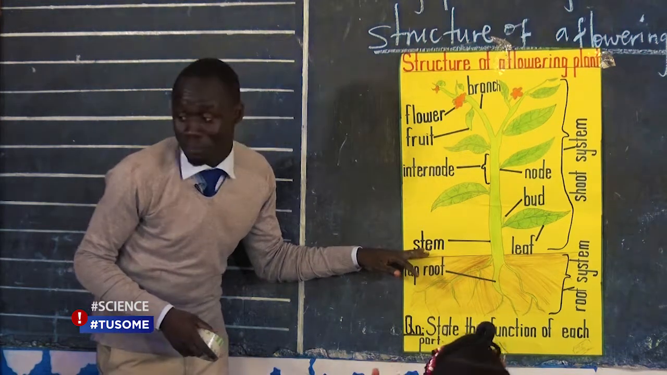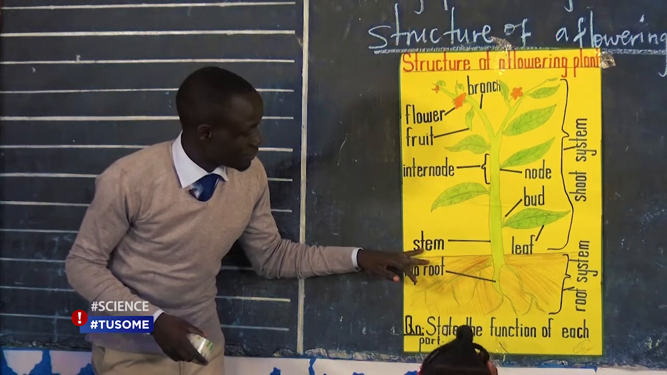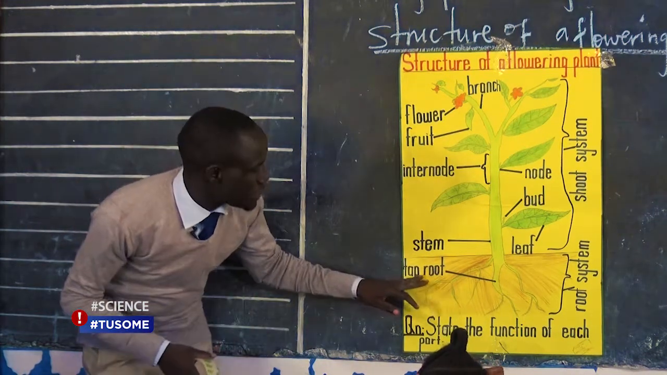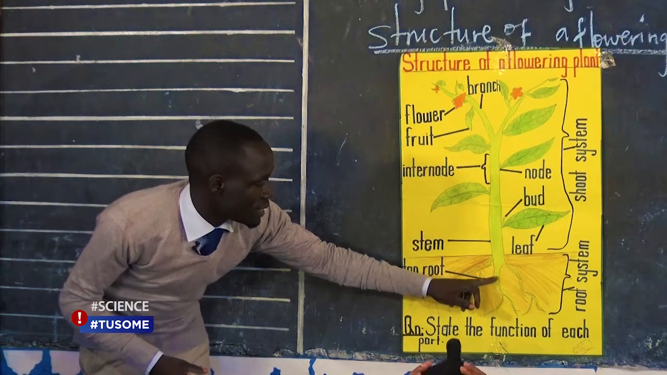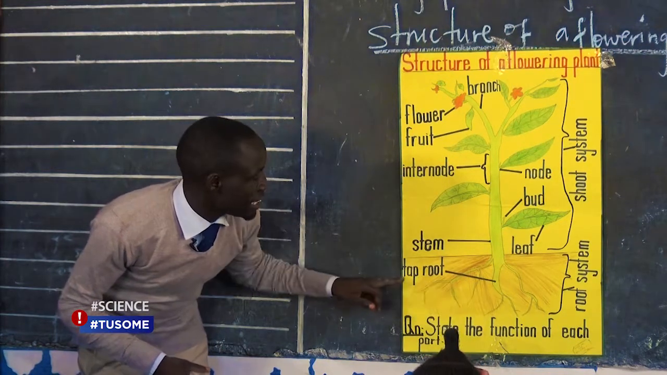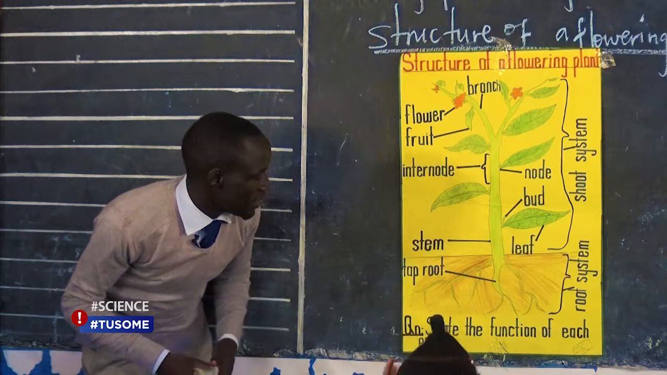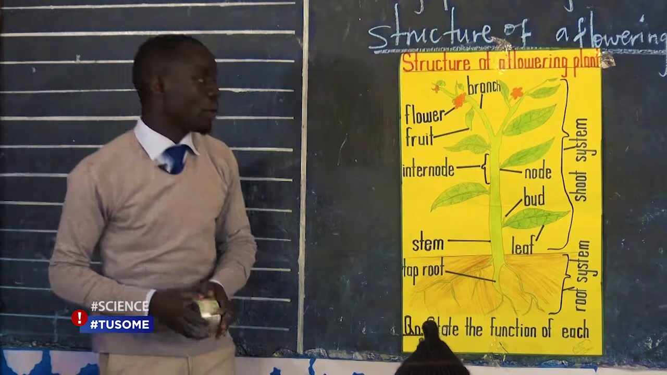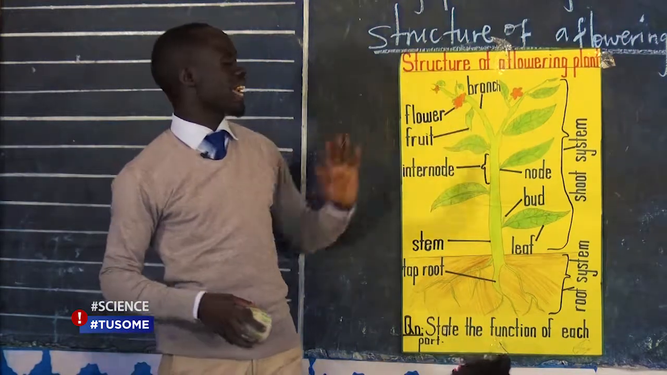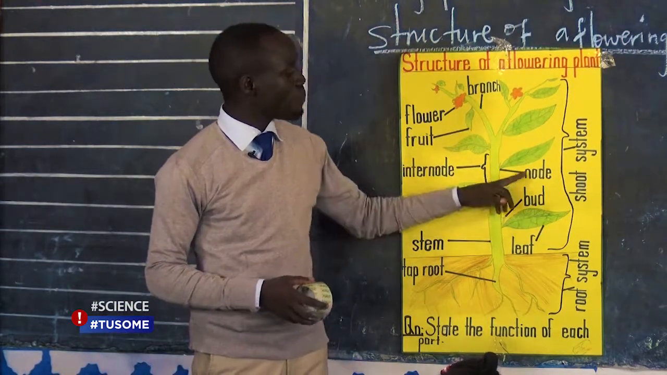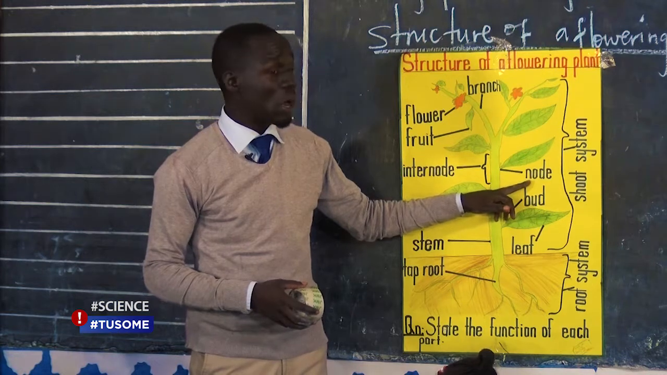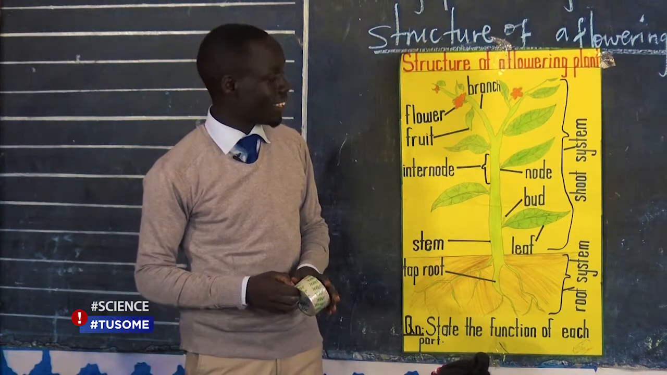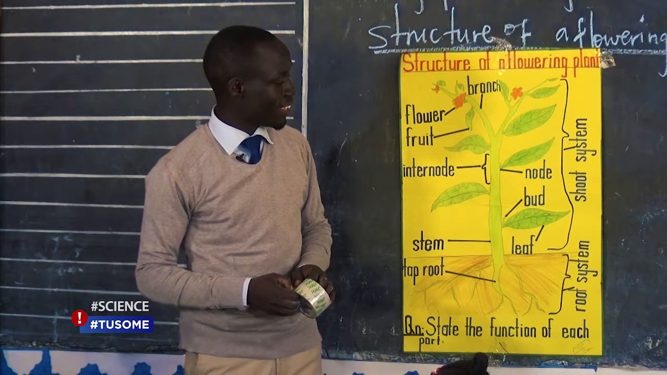This side, we have the stem. The word stem? Stem. Down here we have taproot. Taproot. T-A-P-R-O-O-T. Good. We go to the other side. All together? We have a part called node. Node. Spell the word node. N-O-D-E.